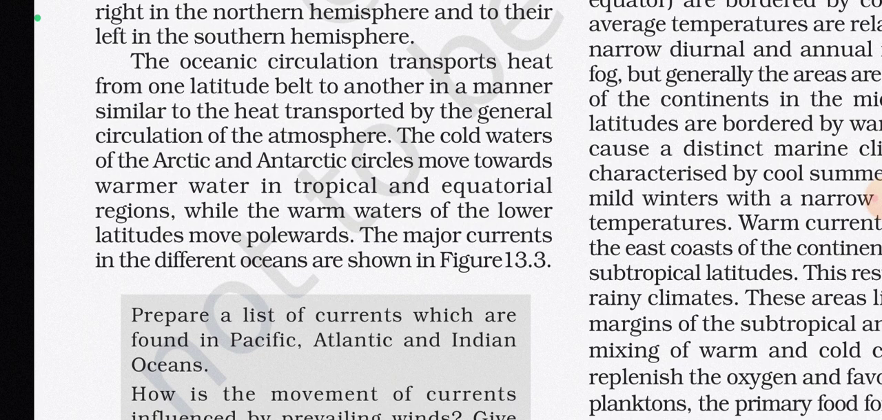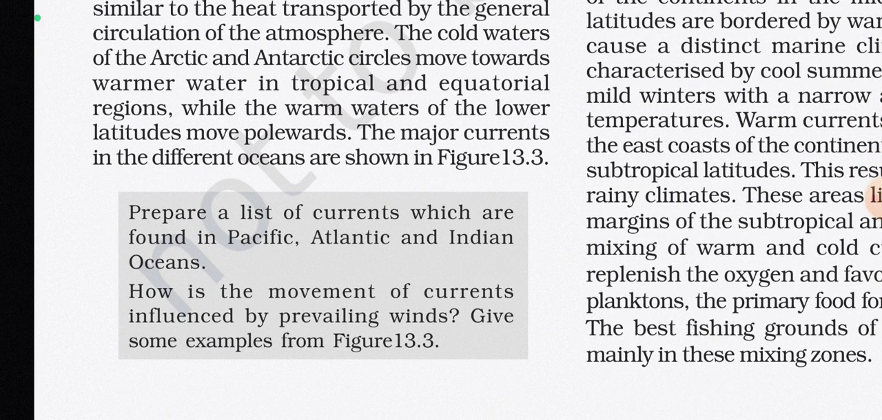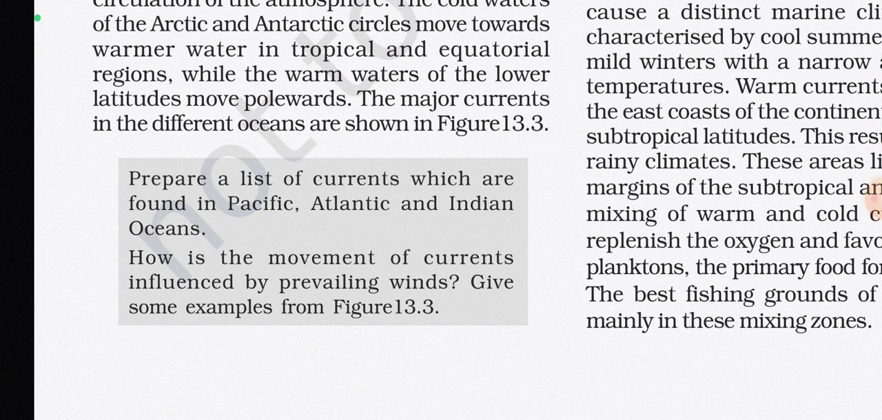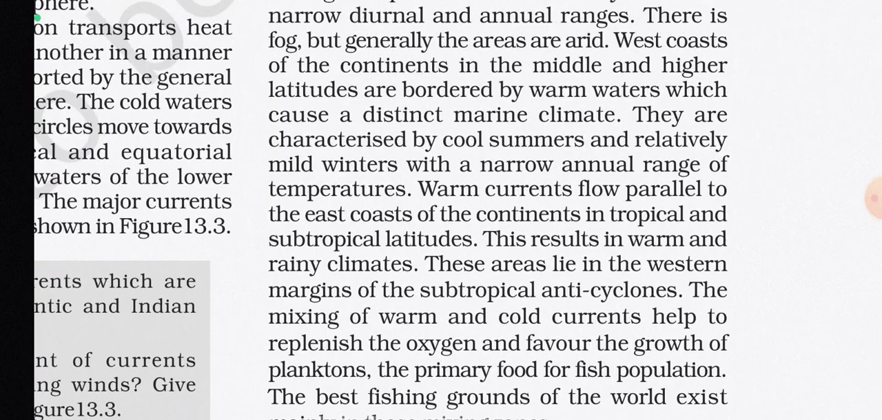The cold waters of the Arctic and Antarctic circles move towards warmer water in tropical and equatorial regions, while the warm waters of the lower latitudes move polewards. The major currents in the different oceans are shown in figure 13.3. Prepare a list of currents which are found in Pacific, Atlantic and Indian Oceans. How is the movement of currents influenced by prevailing winds? Give some examples from figure 13.3.